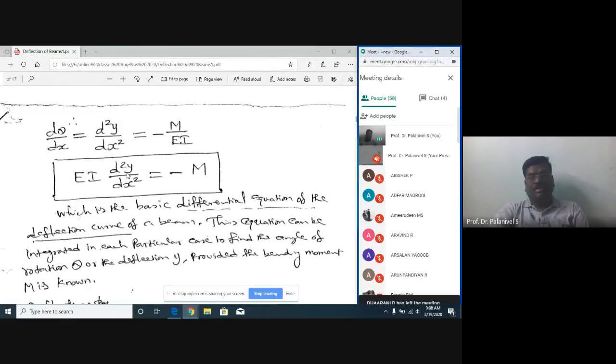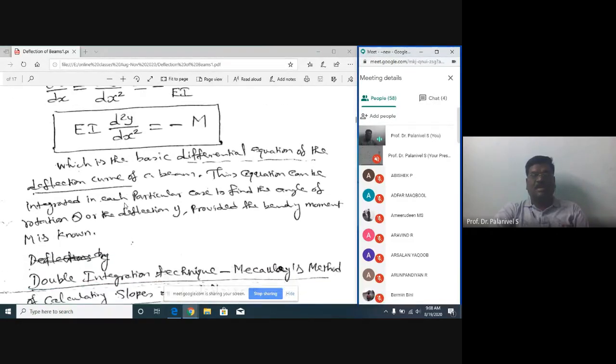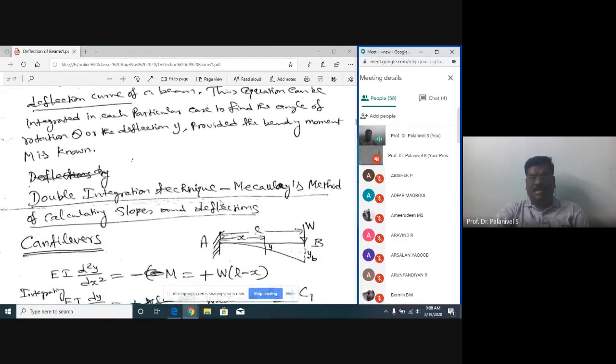If you want to get a deflection, you have to integrate once again. That is why this method is called the double integration method or double integration technique. A slightly modified form of it is called Macaulay's method of calculating slopes and deflection, that I will discuss later. Now I want to show how to do this double integration technique for some simple problems.